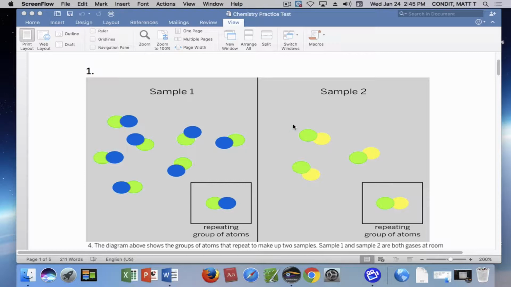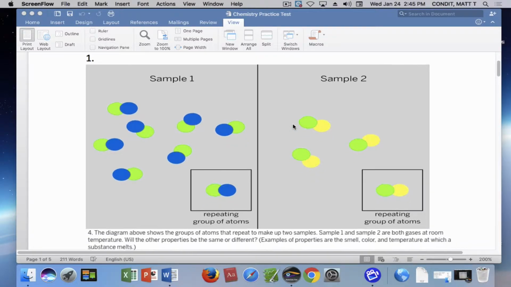Also, if you struggled with this without opening this, the practice test would have been very hard just in print because these colors did not come out, and you will have colors when you take the test. At any rate, they've got in the box here the repeating group of atoms. And remember, a repeating group of atoms means a molecule. And when we have a repeating group of atoms that changes, that means the molecule is different. That means the properties will be different.